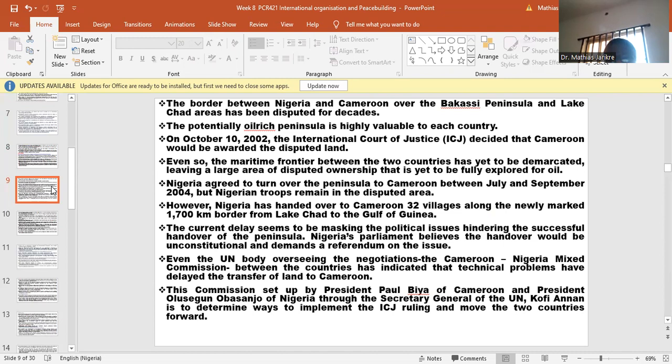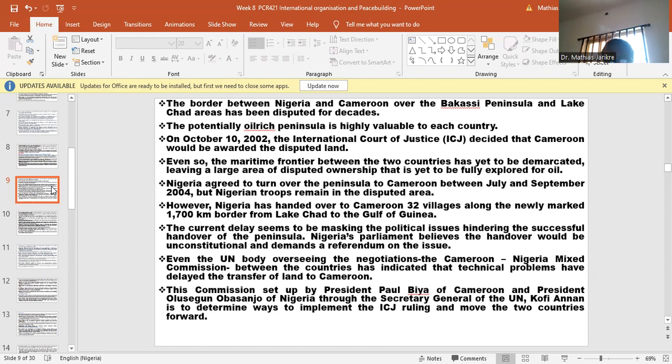Nigeria agreed to turn over the peninsula to Cameroon between July and September 2001. Nigerian troops remain in the disputed area. However, Nigeria handed over to Cameroon 32 villages along the newly mapped 1,700 kilometer border from Lake Chad to the Gulf of Guinea. The current delay seems to be masking political issues rendering the successful handover of the peninsula. Nigeria's parliament believes that the handover will be unconstitutional and demands a referendum on the issue. Even the UN body overseeing the negotiation, the Cameroon-Nigeria Mixed Commission, has indicated that technical problems have delayed the transfer of land to Cameroon.